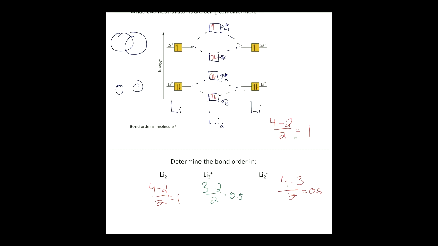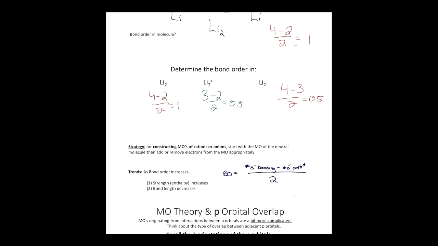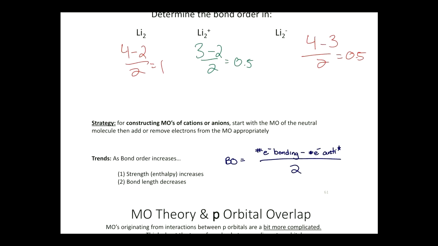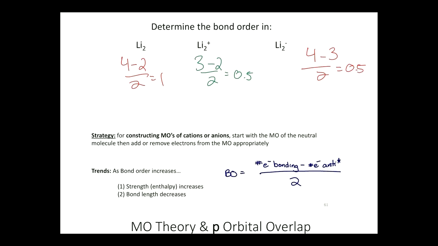So cations and anions are good, as long as you can form the neutral molecule. That's the hard part. You can add or remove electrons as needed, right? And so lots of questions can arise here from bond order. If we ask you, okay, what's the bond order in these things? We can also ask you, which bond is strongest? Which bond is weakest? That relates to the same bond order trends we talked about before.